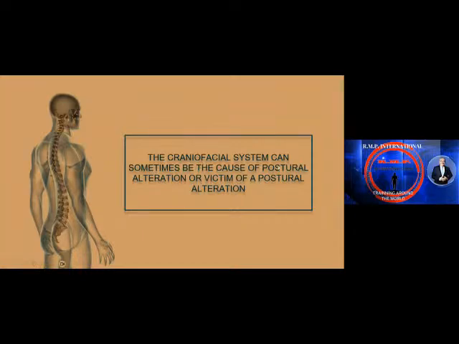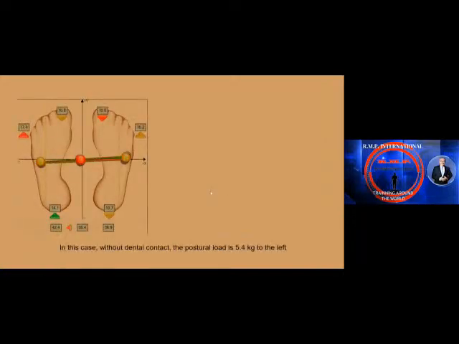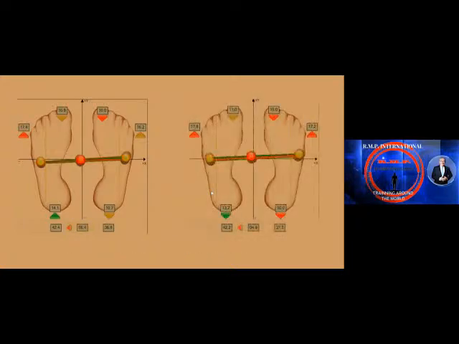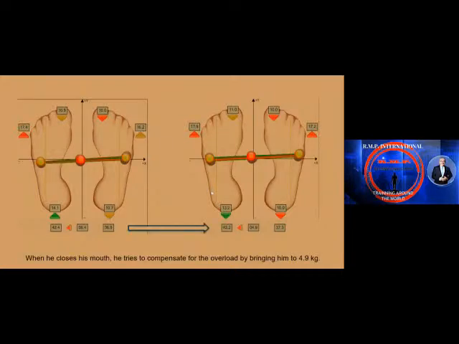be causal of posture or a victim of posture, but you can measure that, because sometimes we think the craniofacial system is a big disturber of the posture, an evil. You can measure that when it's disturbed. In this case, we have no occlusion, and look here, 5.4 kilos overload to the left. Patient, close the mouth, and look, it's less.